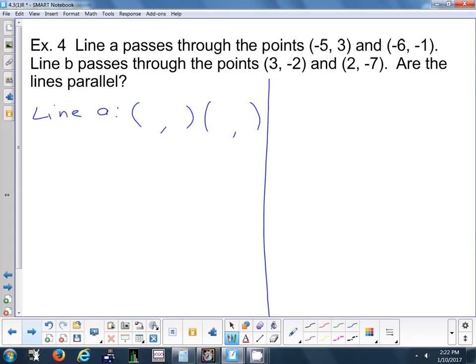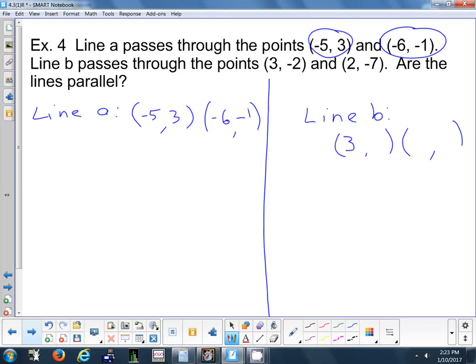How about Ashley? What are the 2 coordinates for line A? -5, 3. And the other one? -6, -1. Okay, now let's write down the 2 coordinates for line B. How about B? What's 1 coordinate for line B? 3, yep, and the other one? 2, perfect.